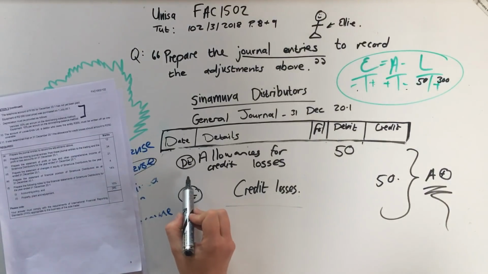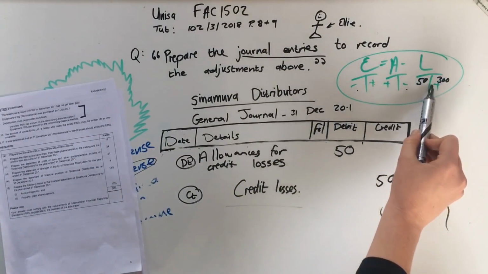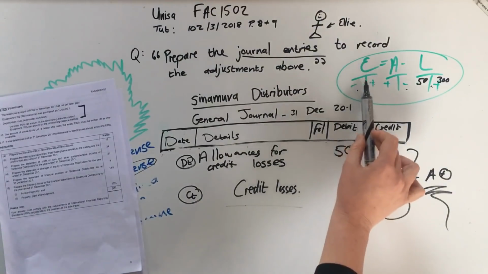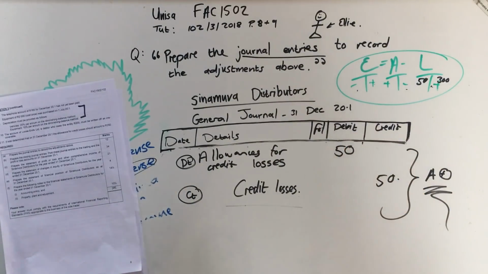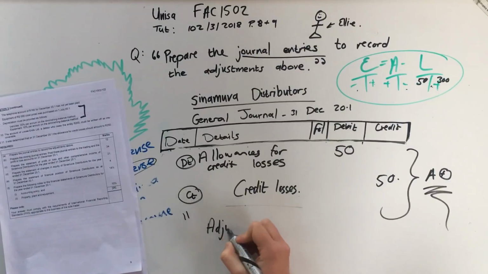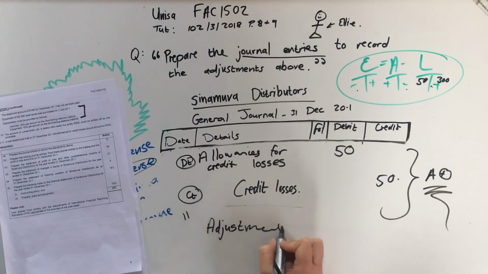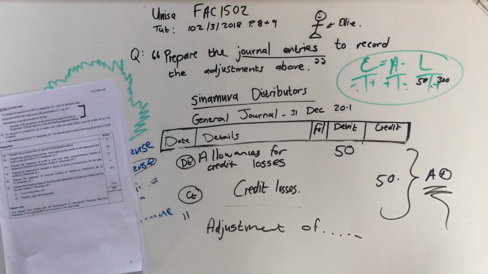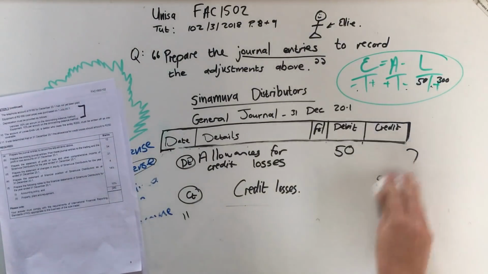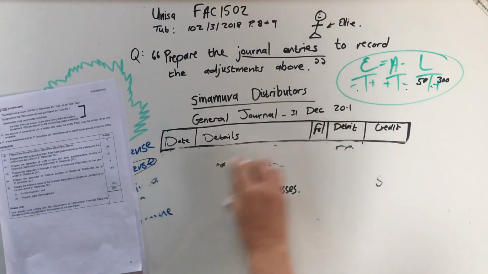You just remember, allowance for credit losses is a liability, where credit losses itself sits here under income and expense and equity. Oh, and then we have to write something. We just write here adjustment of allowances for credit losses. So we're just adjusting it. And that brings us to the very end of the adjustments they wanted us to do.